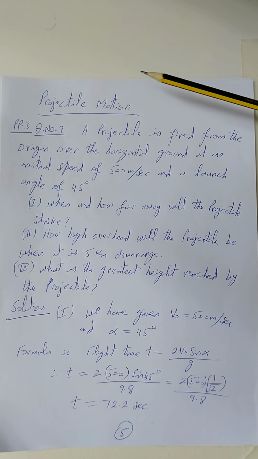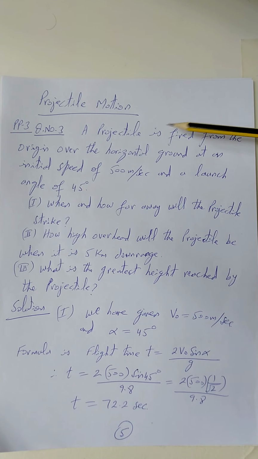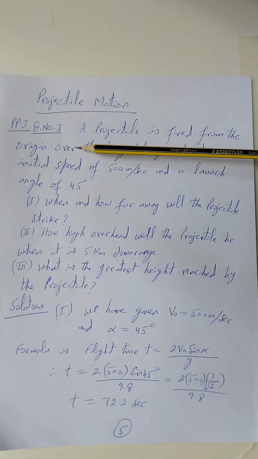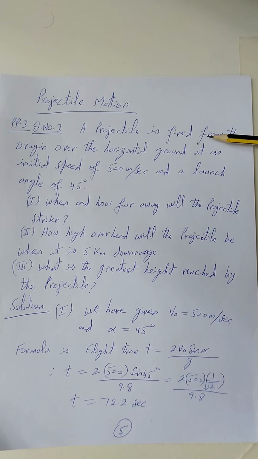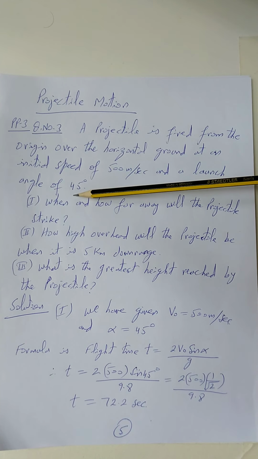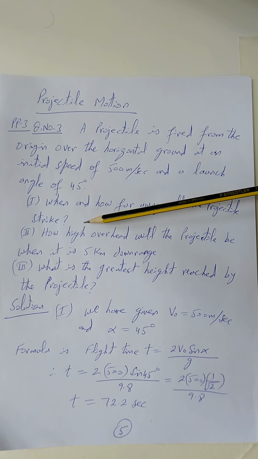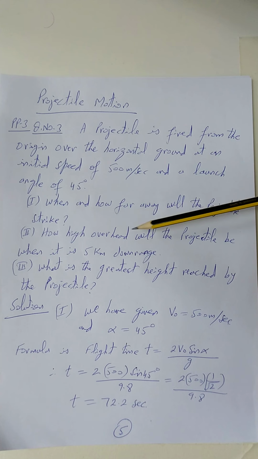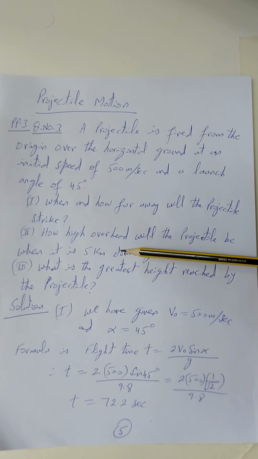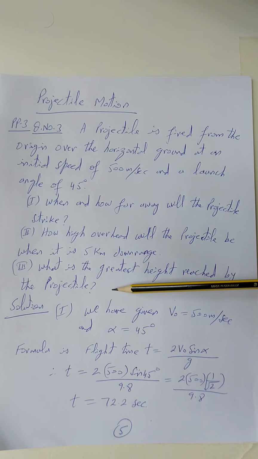The first question is: a projectile is fired from the origin over the horizontal ground at an initial speed of 500 meters per second and a launch angle of 45 degrees. When and how far away will the projectile strike? The second part is, how high overhead will the projectile be when it is 5 kilometers downrange? And the third part is, what is the greatest height reached by the projectile?